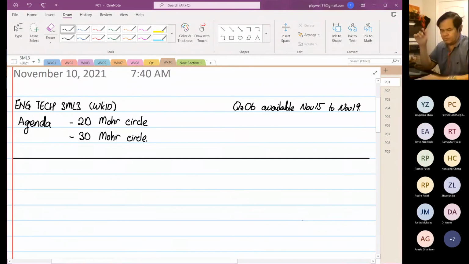Okay, good morning. This is week 10. Today we have a very long day, or long 3 hours. We're going to do 2D Mohr circle, and then we're also going to carry on 3D Mohr circle within 3 hours. I hope. If not, we'll do it next week also.